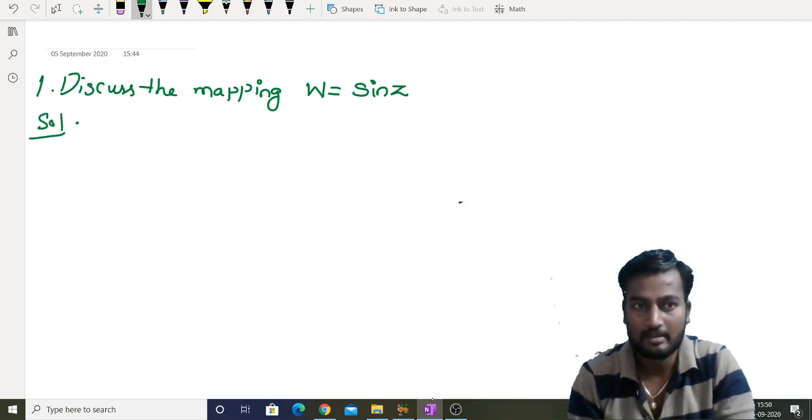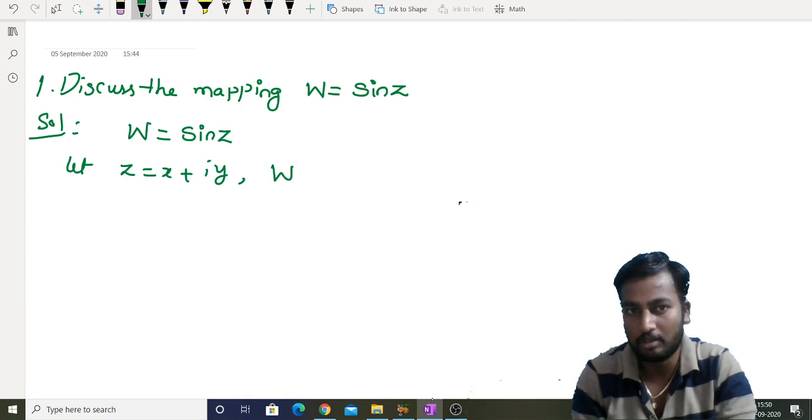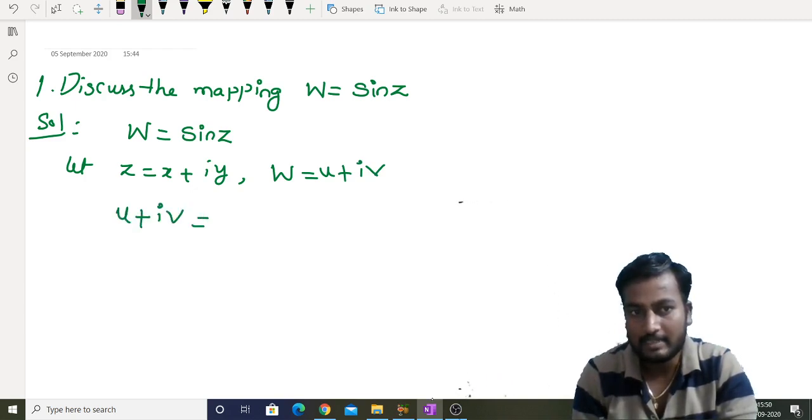Let's see what is given. w equal to sin z. Right? Now let z equal to x plus iy. So its image f of z, which is w equal to u plus iv. It is clear. Then you substitute u plus iv is equal to sine of x plus iy.